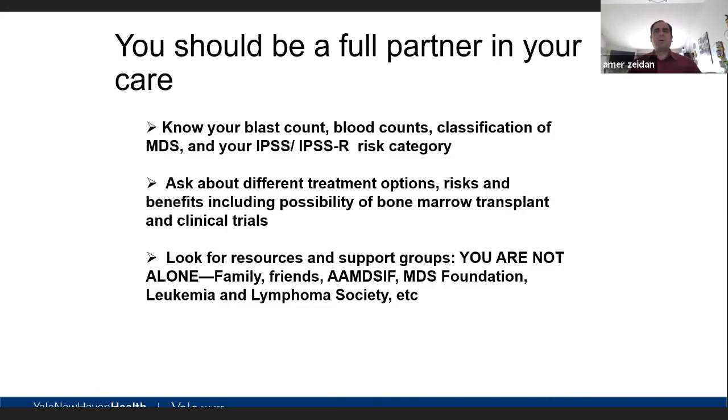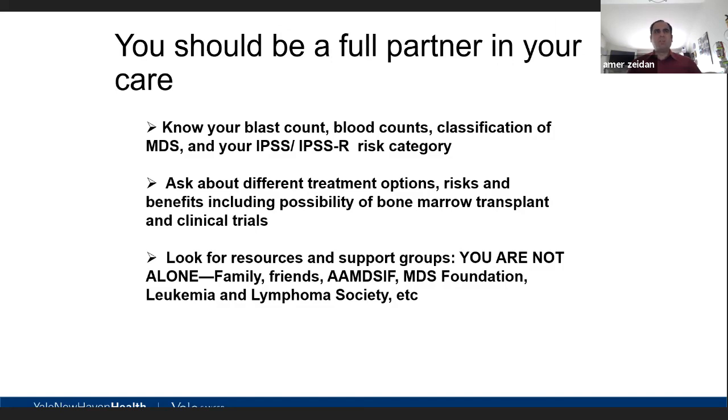Another approach, which is an off-label use, is the use of eltrombopag, which is a pill that can help the platelet count, but it's not approved on label for MDS. It's approved for aplastic anemia and ITP, idiopathic thrombocytopenic purpura. However, this drug can increase the risk of fibrosis in the bone marrow, and there have been concerns, which have not been substantiated yet, of increased progression to acute leukemia.